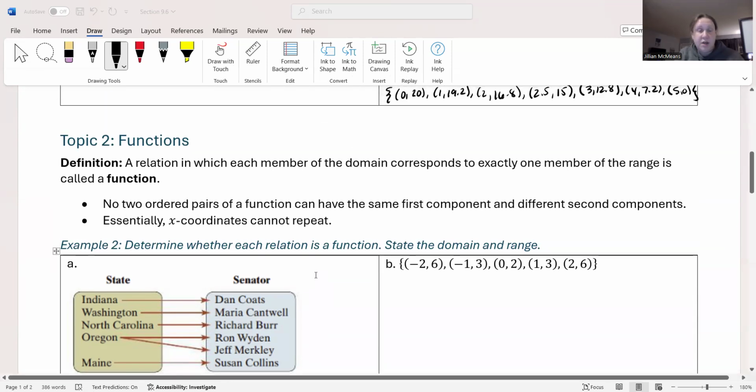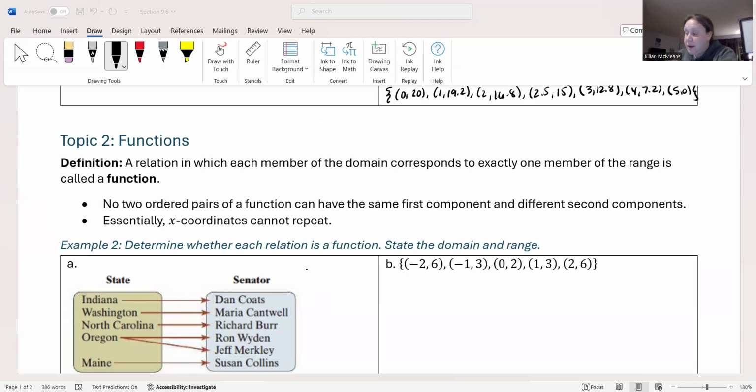So the definition: a relation in which each member of the domain corresponds to exactly one member of the range is called a function. That's really important that you understand this. We already know from the previous video that a relation is a situation where elements in one set are associated with elements in another set. For us in math, that's typically ordered pairs.